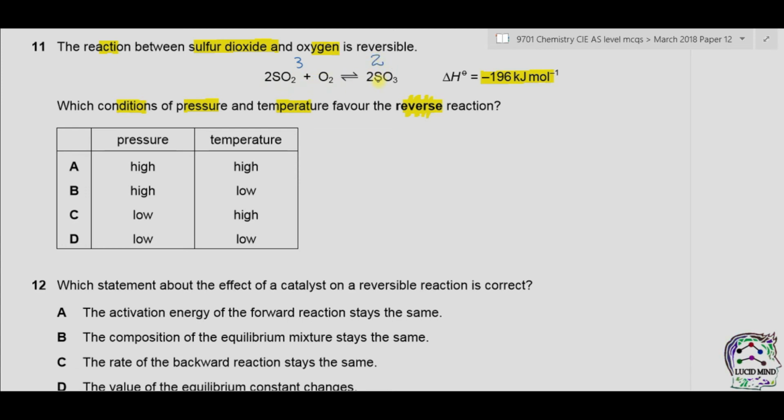product side. Now we know that at higher pressure the equilibrium will move from greater number of moles to less number of moles, or in the forward direction. So it means that pressure should be kept low if we want the reverse reaction. Second thing is temperature. For temperature you have to see whether the reaction is exothermic or endothermic. For an exothermic reaction, if we increase the temperature, the reaction will move backward, so temperature should be high. So for the reverse reaction, pressure should be low and temperature should be high. The answer is therefore C.